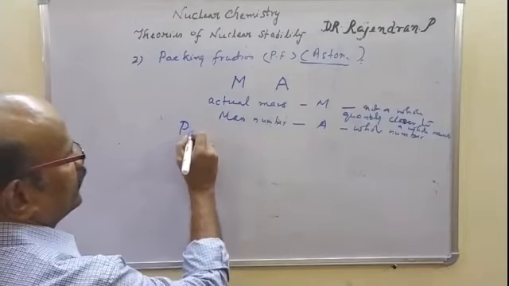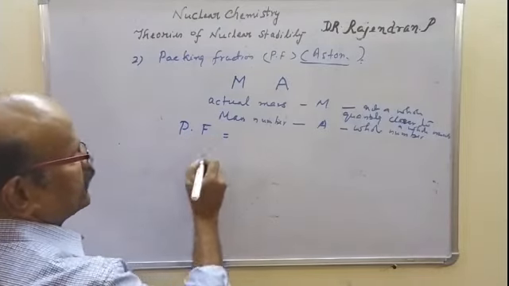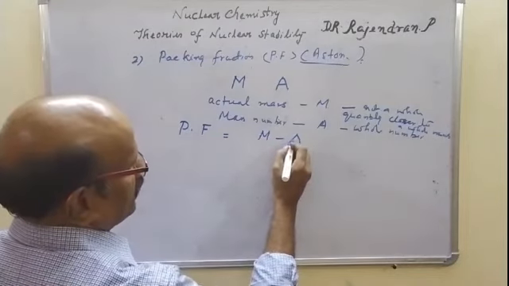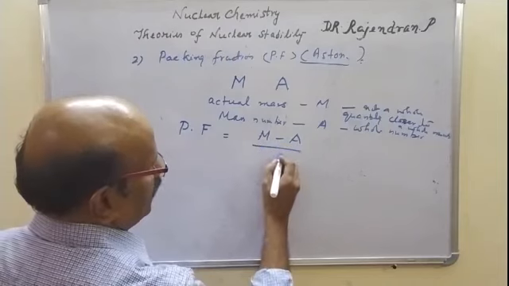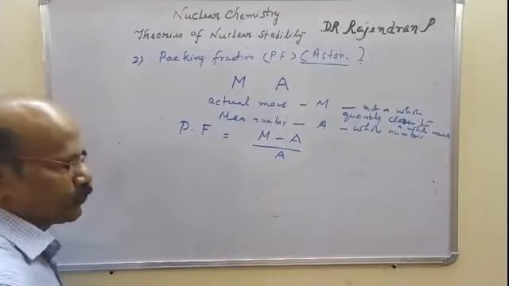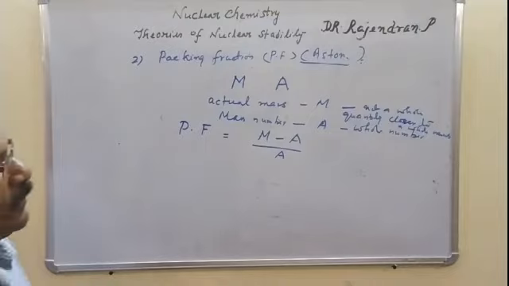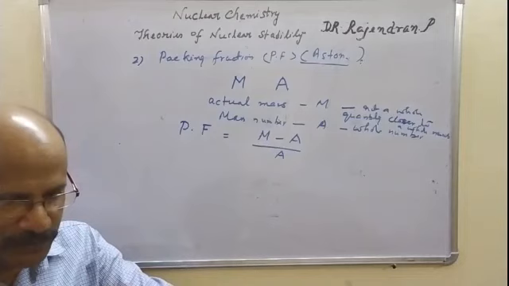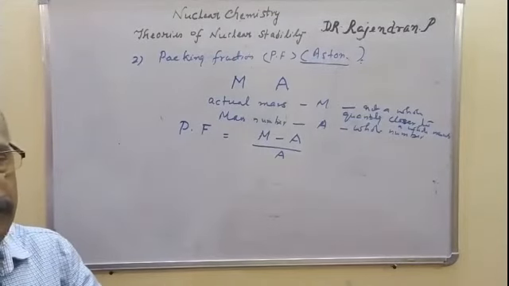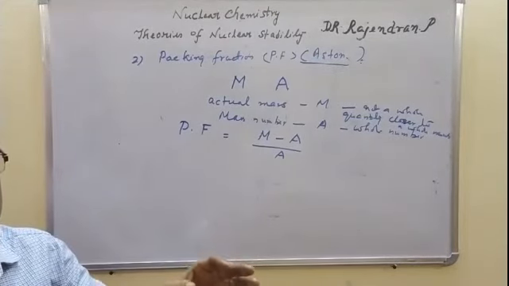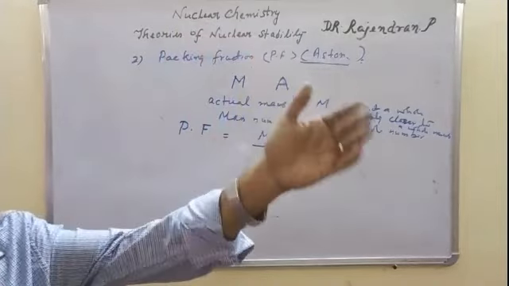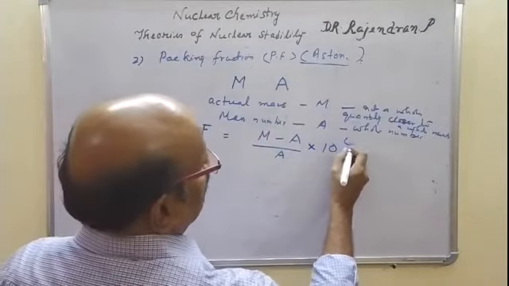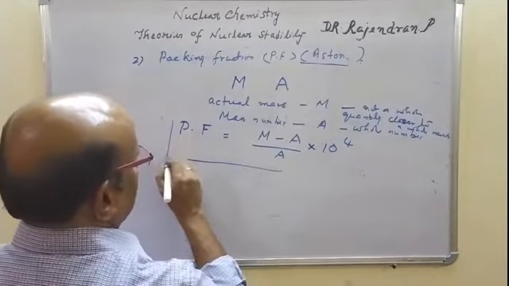The packing fraction is equal to the difference between the actual mass M minus mass number, that difference divided by A, the mass number. This ratio is a very small value with no meaning, of the order of 0.002, 0.0004, 0.0003. In order to make it a meaningful value, it is multiplied by 10 raised to 4. So this term is called packing fraction, introduced by Aston.